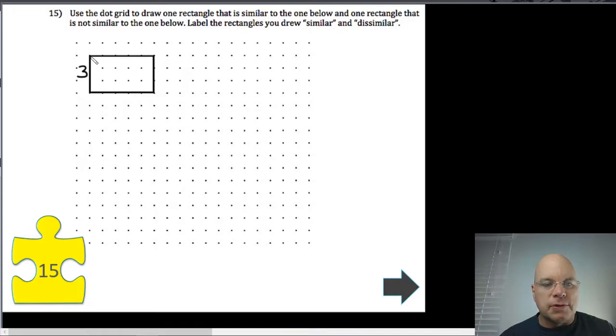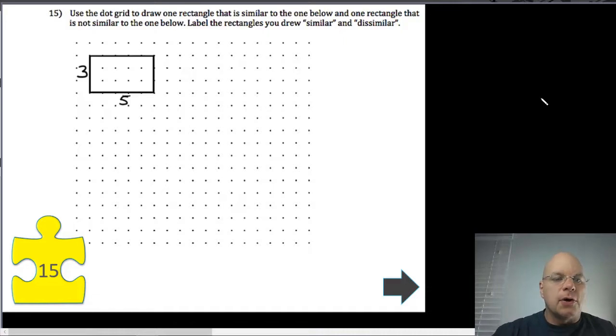For example, if these were centimeters, you wouldn't start counting 1 right here because you haven't moved yet. It's 1 when you move 1. 1 centimeter, 2 centimeters, 3 centimeters. And similarly, if you do the base of this rectangle, 1, 2, 3, 4, 5 units or centimeters or whatever it is. So we've got a 3 by 5 rectangle.